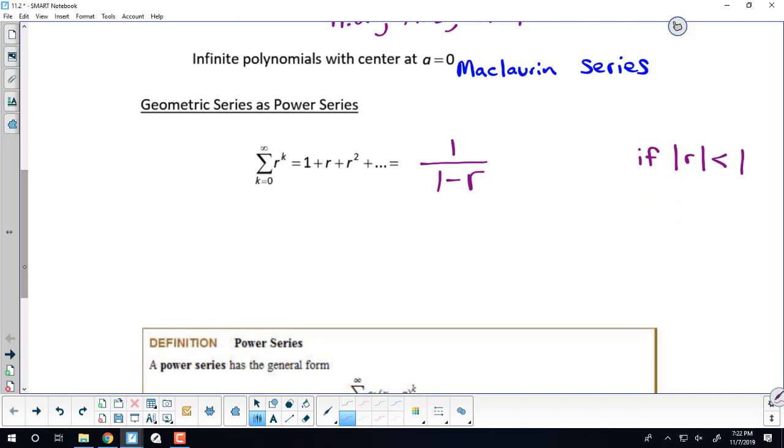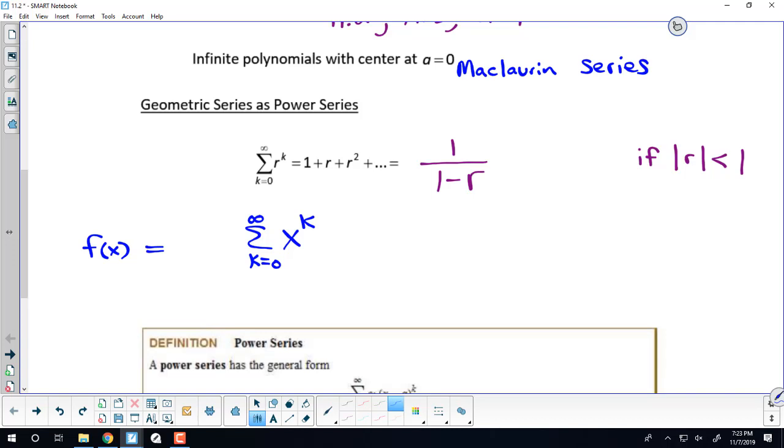So here's another way we can look at that. We don't have to define it as f of x, but it is a function of x. So what if we said, instead of looking at r as some fixed number, like 1/3, 1 plus a third squared plus a third cubed, et cetera, what if we just looked at this as the sum from k equals 0 to infinity of x, a variable, to the power of k?